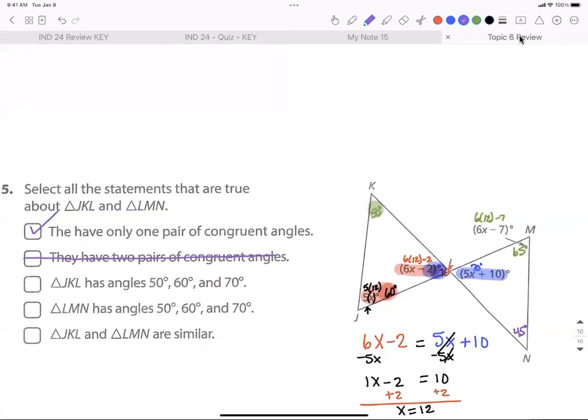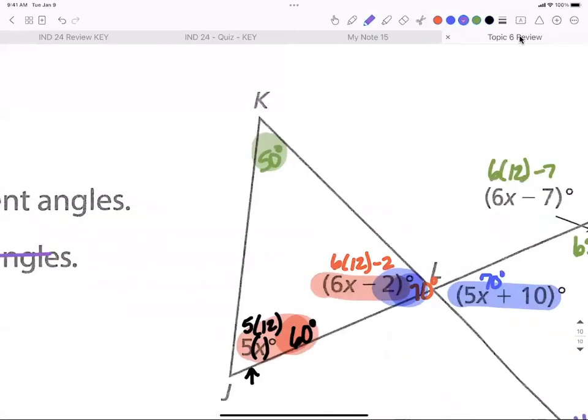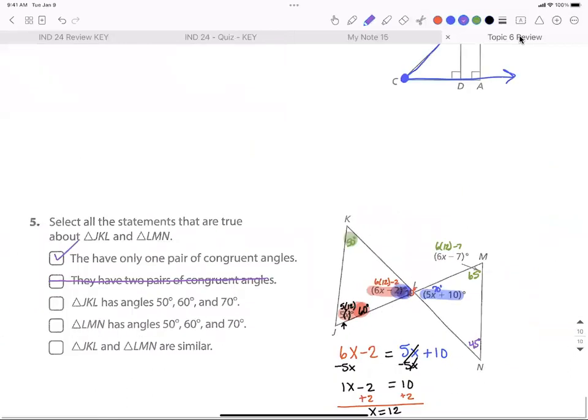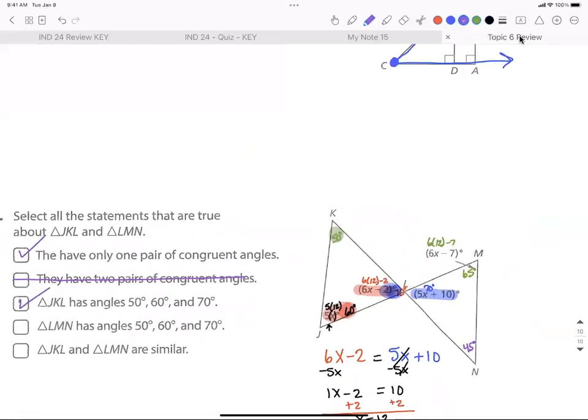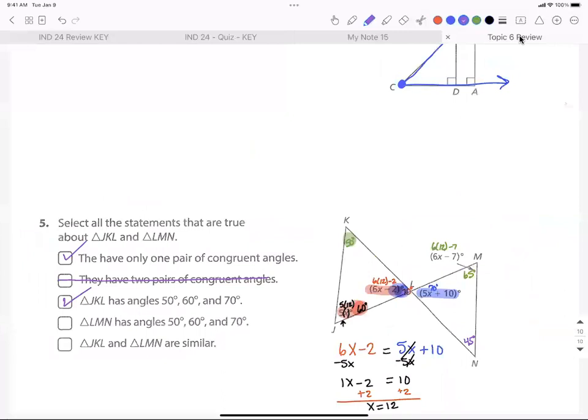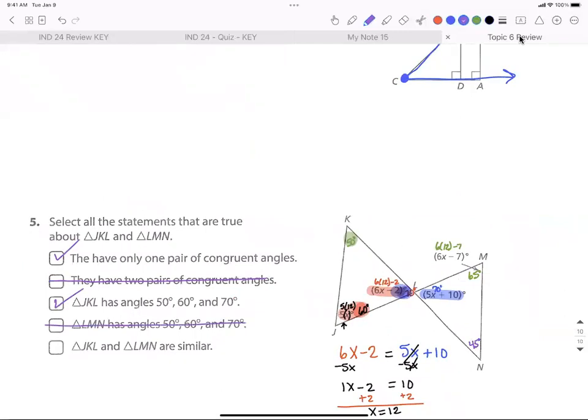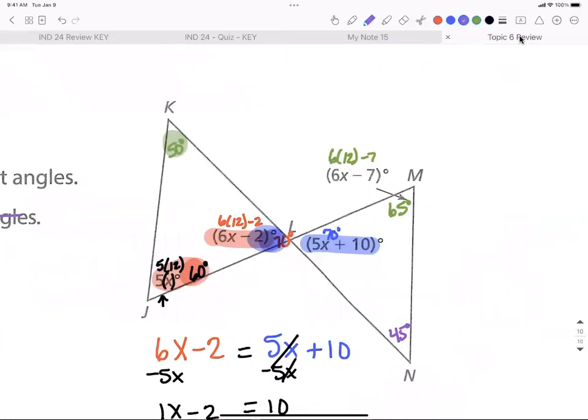JKL has angles 50, 60, and 70. Is that true? Okay, so that's one. LMN is 50, 60, 70. Nope. They are similar? Put L over L. What do you get? 1. Is that right? 70 over 70 reduces to 1.